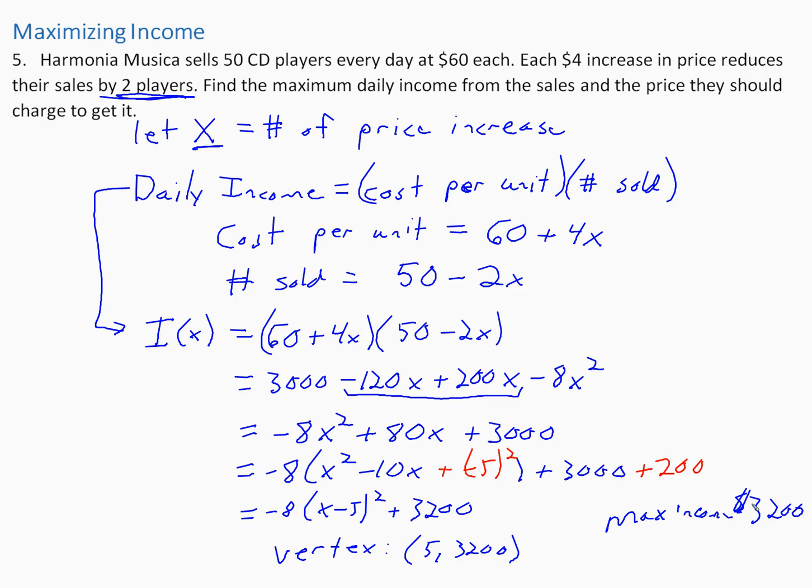And then the other question is the price they should charge to get it. Well, that's our cost per unit. So our cost per unit is 60 plus 4x. Well, we want to do 60 plus 4, and our x value was 5. That was the number of price increases. And that's 60 plus 4 times 5, which is 20, so that's 80.